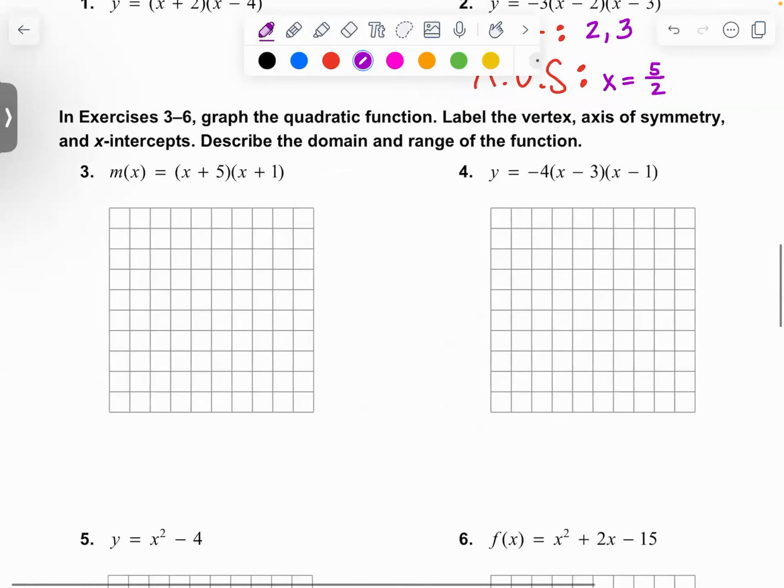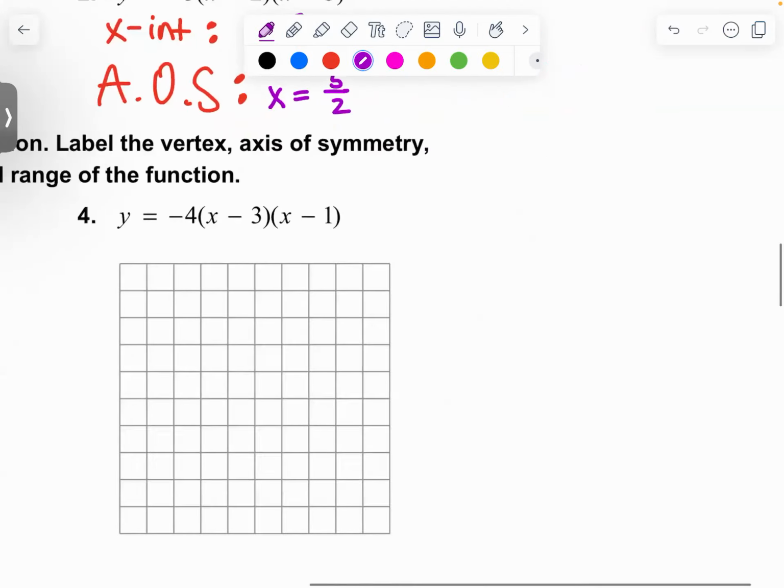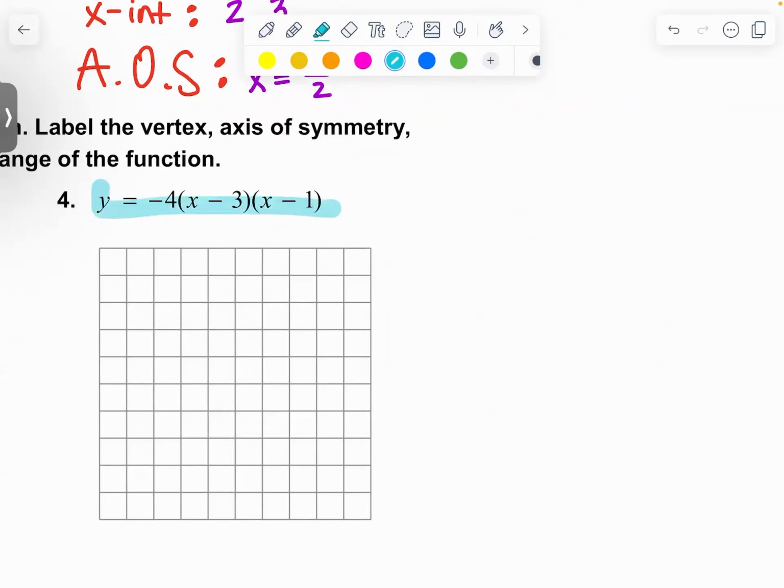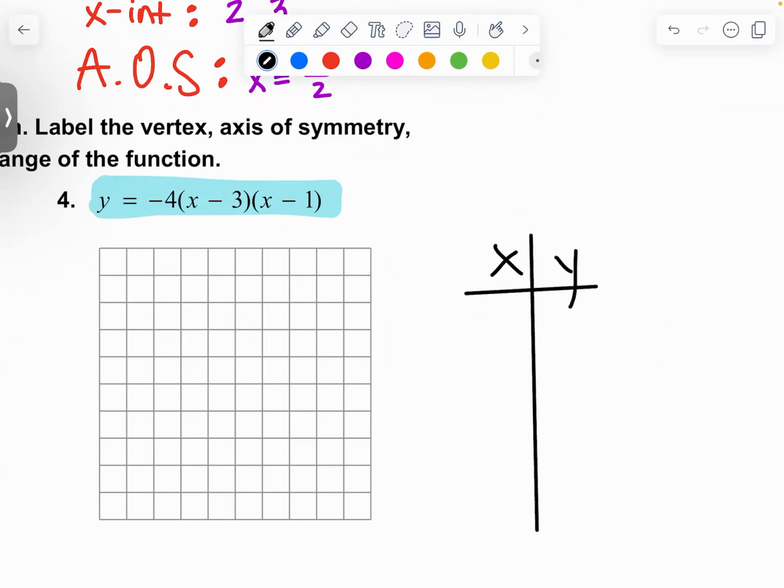Okay, so we're gonna do 2 graphs before I get you to your homework. All right, let's graph number 4. I like number 4. Number 4 looks really nice. Go and make an XY chart. How many points are we gonna have in our XY chart? 3. 2 of them are x-intercepts, 1 of them is the vertex. Okay, DJ, give me 1 x-intercept.